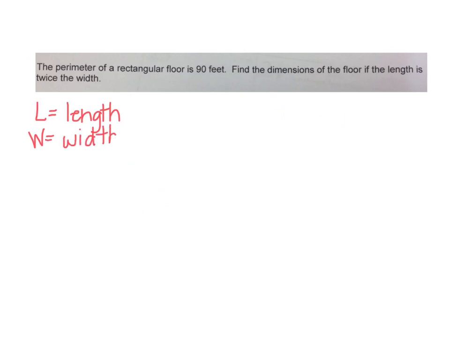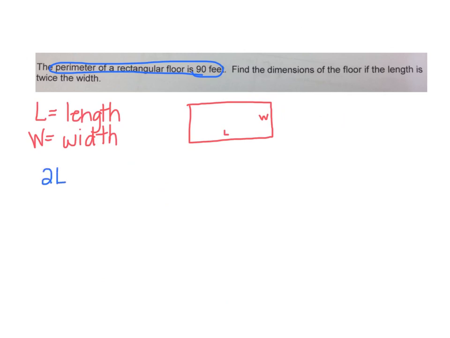Whenever we're talking about a shape, I always draw a picture. So this is L and this is W. And the first thing they tell me is my perimeter is 90 feet. Well, don't forget, perimeter is 2 times the length plus 2 times the width, and that is 90 feet. If I just do L plus W, I only do half the perimeter. I have to do 2L to get this other L, and 2W to get this other W, equals 90.